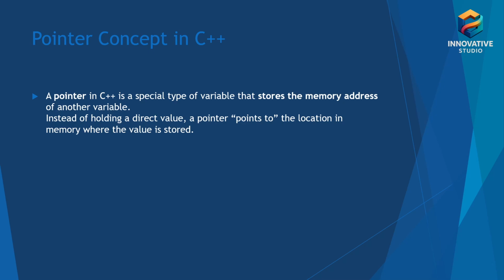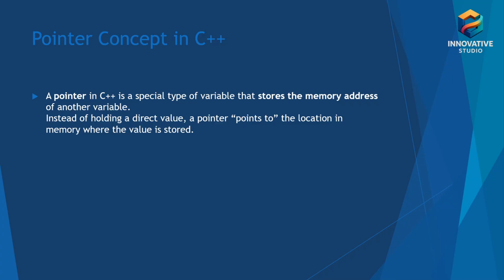Basically in C++, a pointer is a special type of variable that stores the memory address of another variable. When we define a pointer variable, it holds a memory address, and that address can contain another value type variable which is stored there. So instead of holding the direct value, a pointer holds the location of the memory where the value is stored. It's very simple. Don't make it complex.